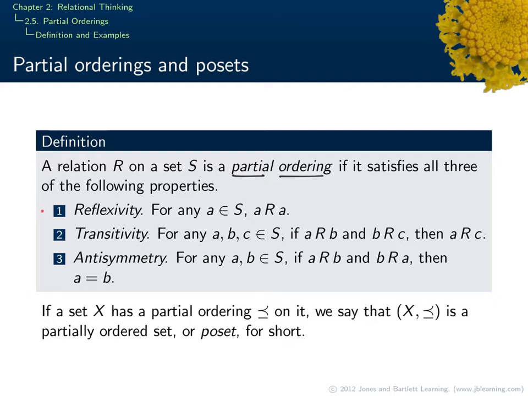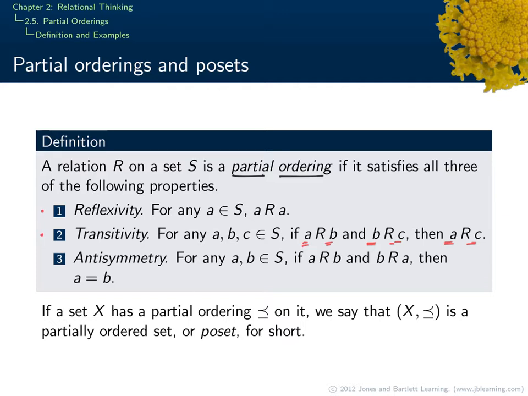That is, for any A in our set, we want A to be related to itself. So that's very similar to what we require for an equivalence relation. We also want transitivity to be in place. That is, if we have three objects in our set S, A, B, and C, and if A is related to B, and in turn B is related to C, then we expect A to be related to C. So again, this is a property that's shared in common with equivalence relations.